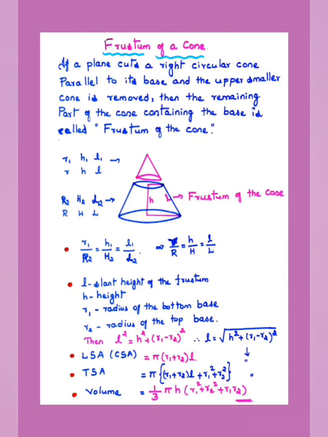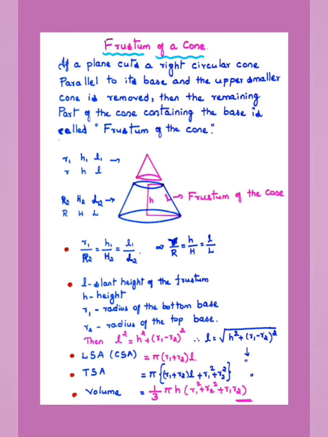Next we shall move to the concept of frustum of cone. So what is a frustum of cone? You take a right circular cone like this, and there is a plane which cuts here. A plane which cuts a right circular cone parallel to its base, this is the base, and the upper small cone is removed. This part is removed. Then the remaining part of the cone containing the base, this part which is in blue here, is called the frustum of cone. You might have already learnt this in revision.